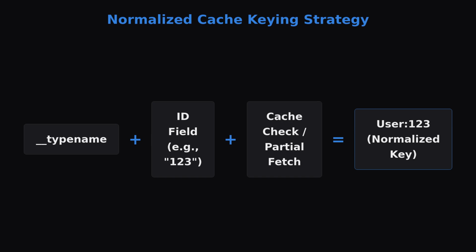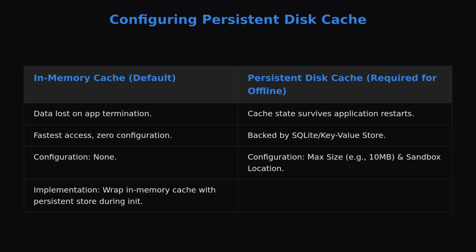Objects that lack a unique identifier field are not stored independently. Instead, they are stored as a nested part of their parent object's cache entry, maintaining data integrity within the graph structure. The default normalized cache operates solely in memory, meaning all fetched data is lost when the application terminates. To enable true persistence, the cache must be backed by disk storage. This typically utilizes an underlying SQLite database or a similar key-value store provided by the client library.